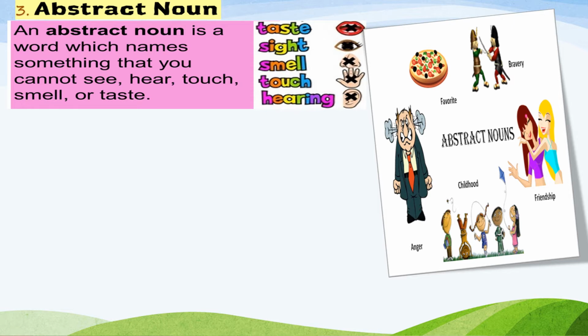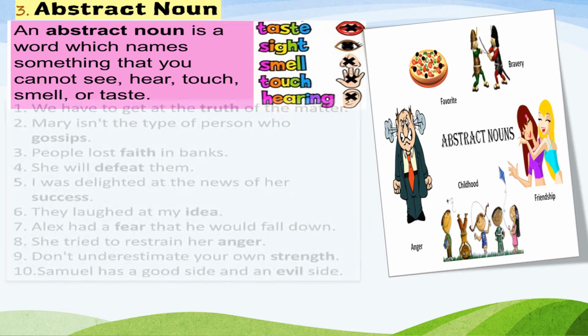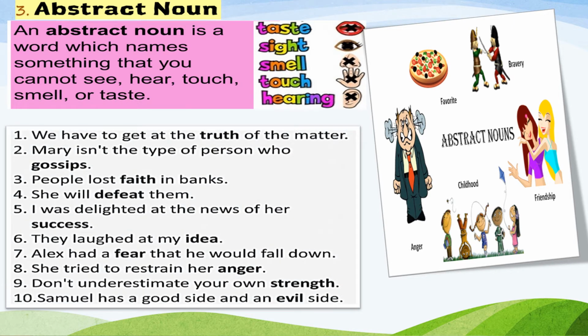We can see some sentences here to provide us with more examples. For example, we have to get at the truth of the matter. So the word truth, the bolded words here are abstract nouns. Okay, people lost faith in banks. The word faith, the word gossips, the word success, and etc.